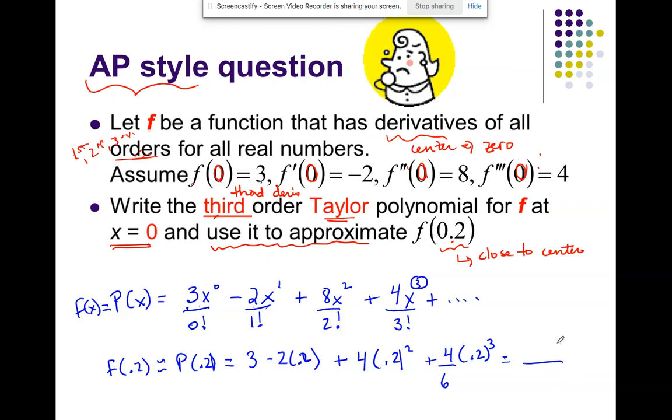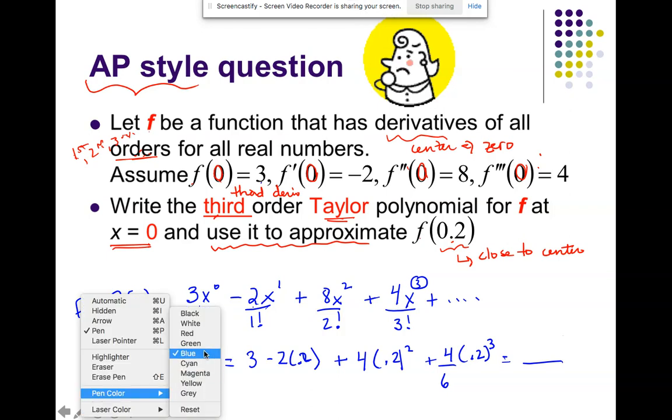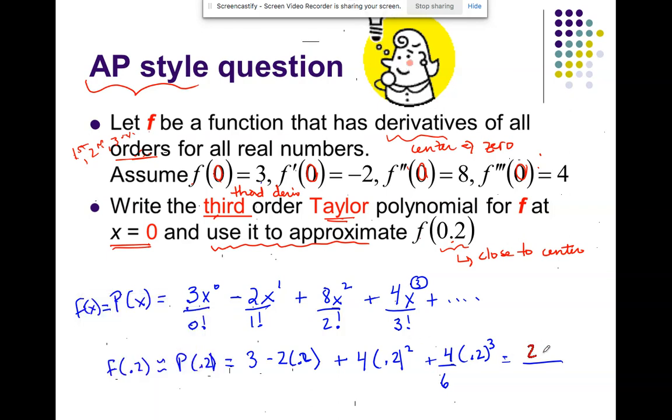I'm going to put it in my calculator because I didn't write it down. 3 minus 2 times 0.2 plus 4 times 0.2 squared plus 4 divided by 6 times 0.2 cubed. And whatever I do, I write 3 places past the decimal. If I typed everything right in, so check my math on this, 871, if I typed everything correctly. All right, AP loves this, it is going to show up somewhere, I promise.